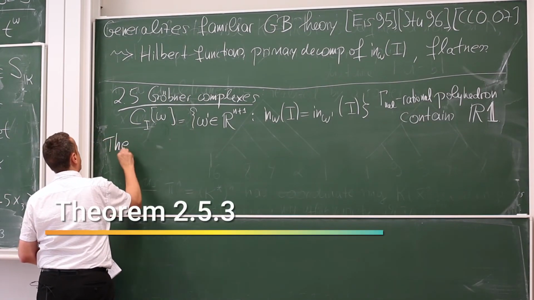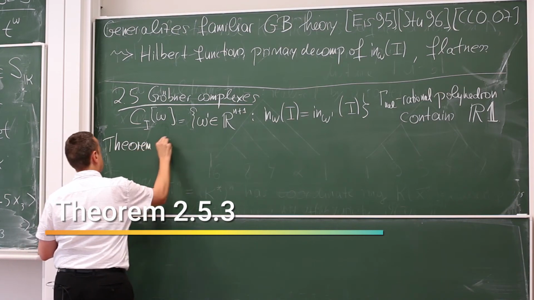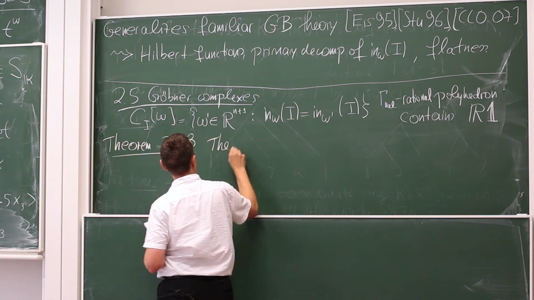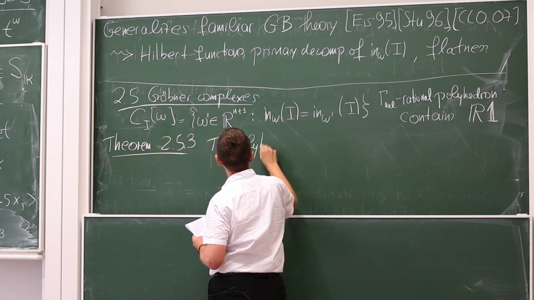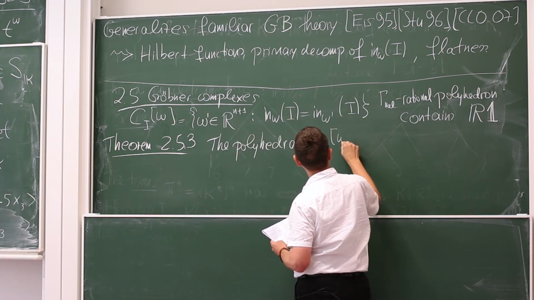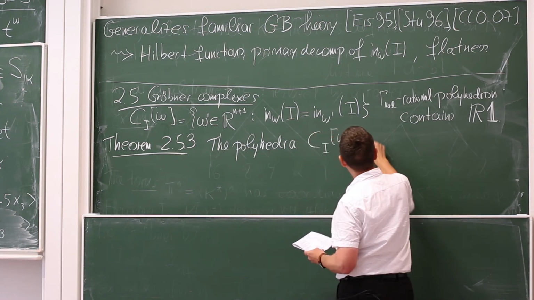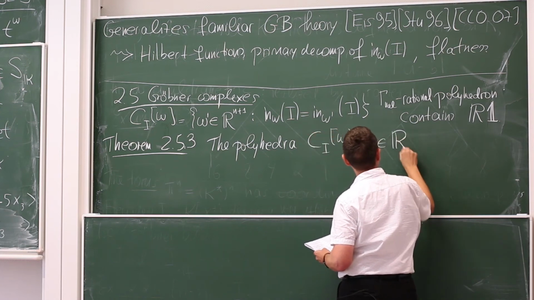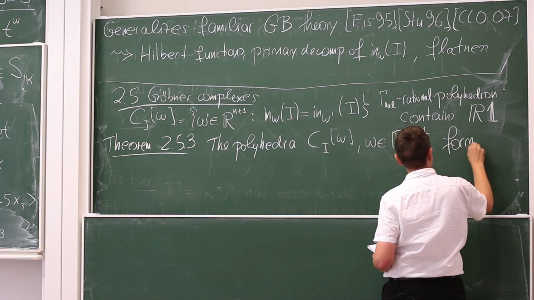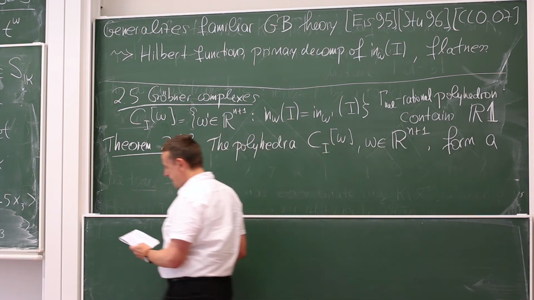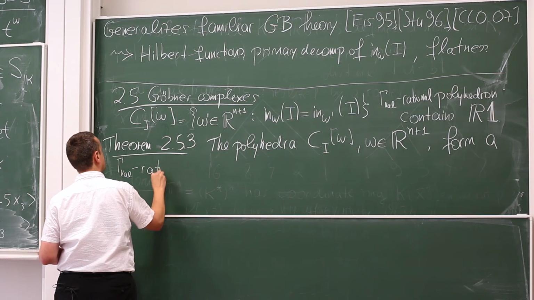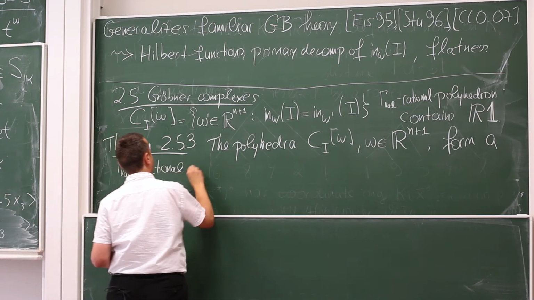Then we have the following theorem, 2.5.3. These polyhedra fit together nicely. So these polyhedra C_I(w) for fixed I, as w varies over (n+1)-space, fit together nicely. And fit together nicely means it's a Gamma-val rational polyhedral complex.